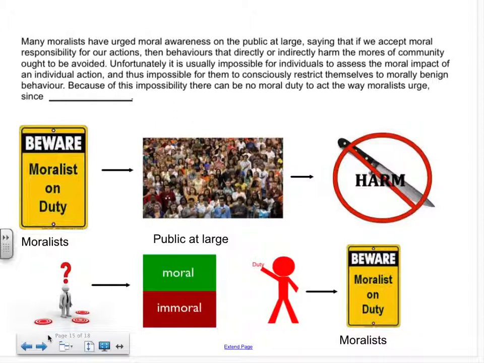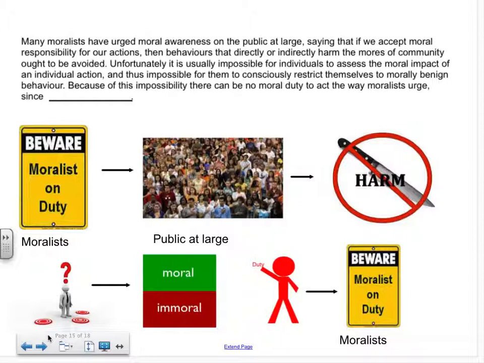It reads as follows. Many moralists have urged moral awareness on the public at large, saying that if we accept moral responsibility for our actions, then behaviors that directly or indirectly harm the morals of community ought to be avoided. Unfortunately, it is usually impossible for individuals to assess the moral impact of an individual action, and thus impossible for them to consciously restrict themselves to morally benign behavior. Because of this impossibility, there can be no moral duty to act in the way moralists urge, since, and then we are to conclude the ending of this passage.